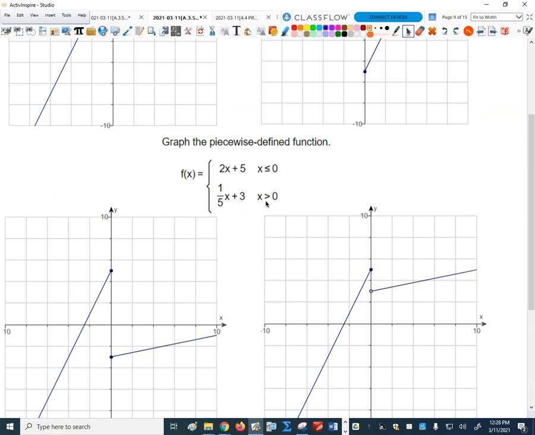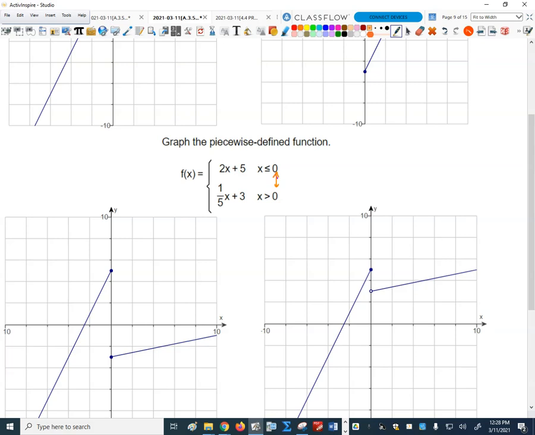Okay, now look at the domains here. We're graphing the top line when x is less than or equal to 0, and we're graphing the bottom line when x is greater than 0. So we can see right away here that 0 is the boundary between the two, isn't it? Right? 0 is going to be the transition. When x is 0, that's when we're transitioning between those two lines, right?